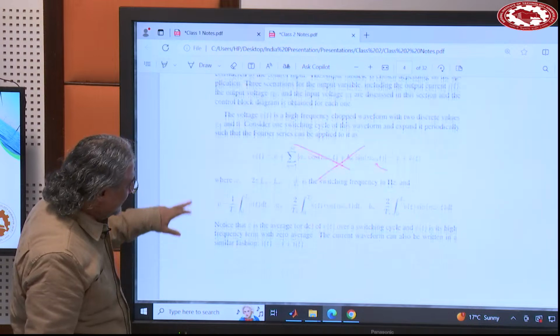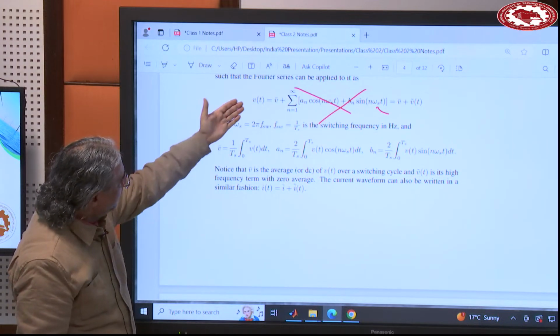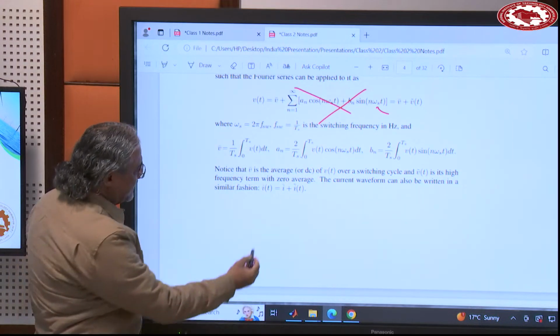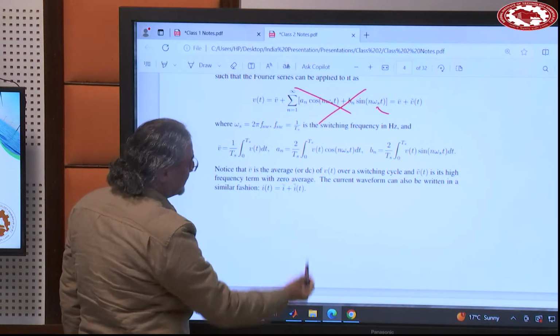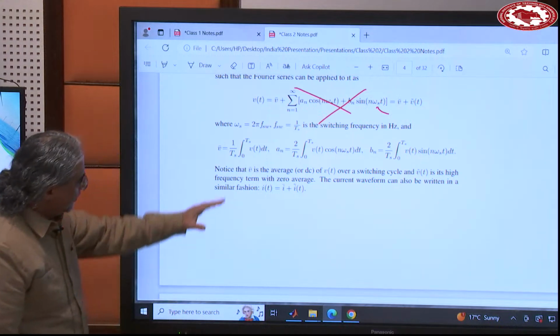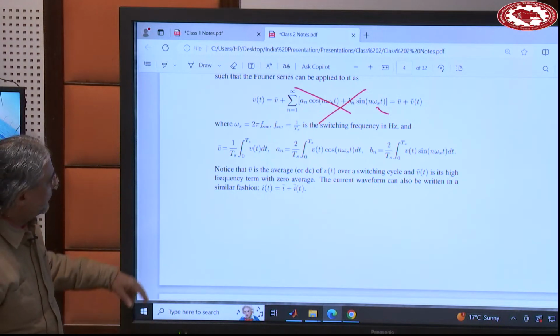So this is the mathematics that goes. For every waveform, we can write it as a low frequency, or we can say DC term, and a high frequency term, according to this explanation of the Fourier series.